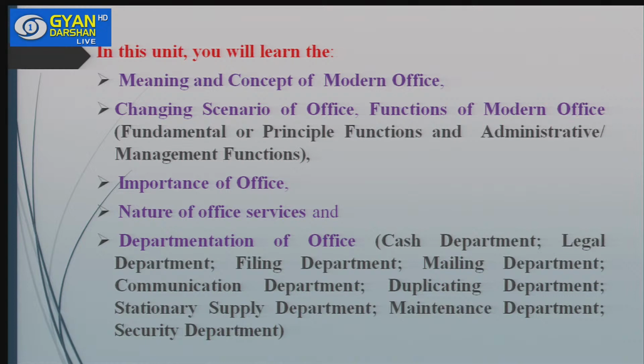When we talk about departmentation, we see there are different departments in an office premises. We have a cash department, a legal department, a filing department, a mailing department, a communication department, a duplicating department, a stationery department, a maintenance department, and a security department. But when we are talking about so many departments, we see that the size of the office or the organization is large. Where the organization or the government setup is large, the departmentation is in this way. But if the office is small or medium-sized, then you need not require so many departments.